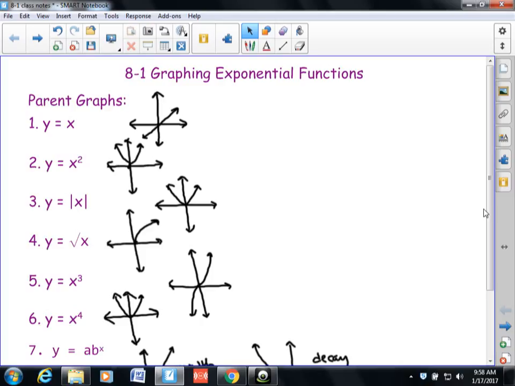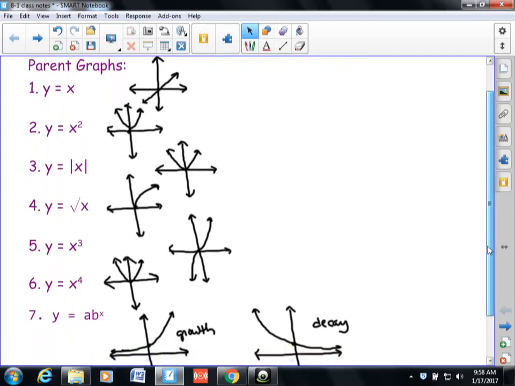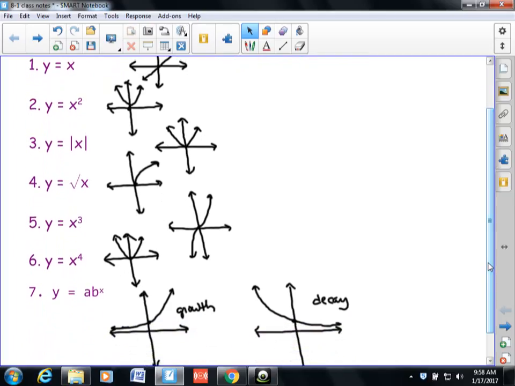Number 4 is our square root function. That's what we did in our last chapter. That was our swish and our scoop that we had graphed. Now 5 and 6 we haven't done a whole lot of, but if you think about what we had learned previously with end behaviors, x to the third is going to look like this. And actually we're going to be graphing these later on. And then x to the fourth is just going to look like our parabolas.